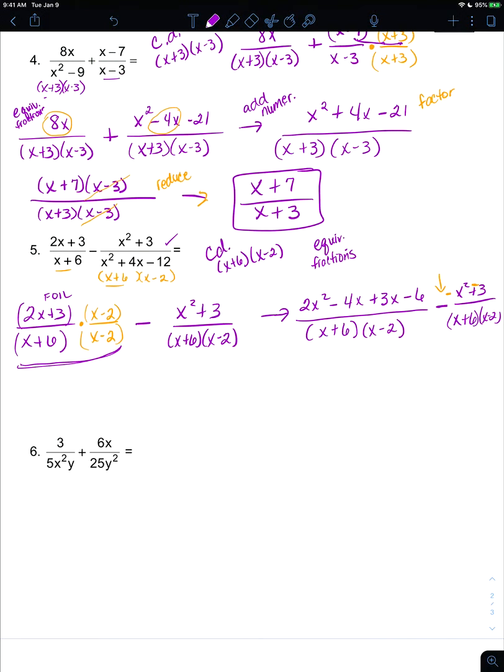So we've got 2x squared and a negative x squared, because that's going to make it a plus since we changed our signs. That gives us x squared. And we've got our 4x and our 3x here, so that makes negative x. And then our negative 6 and our negative 3 make negative 9, all over x plus 6 times x minus 2. Well, x squared minus x minus 9 does not factor, so this will be our final answer.